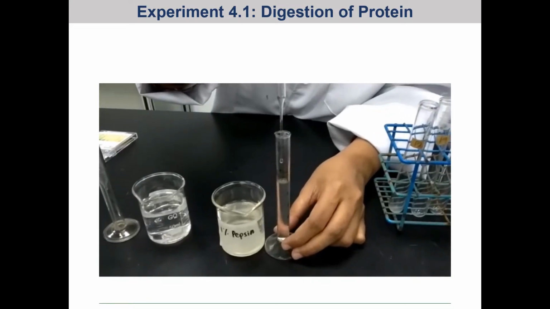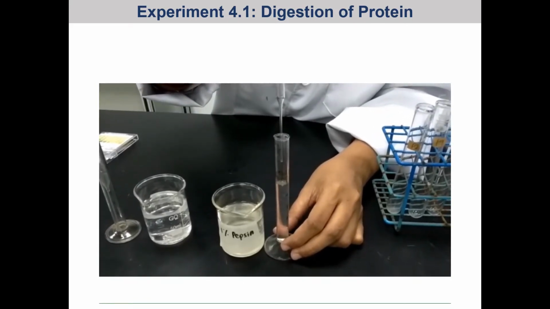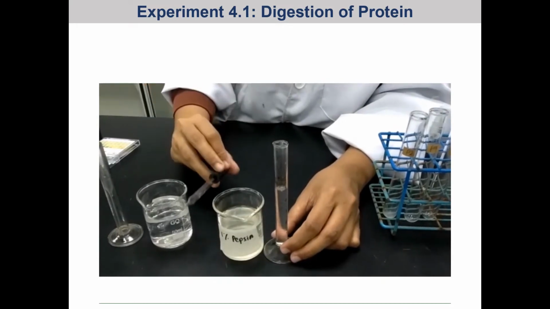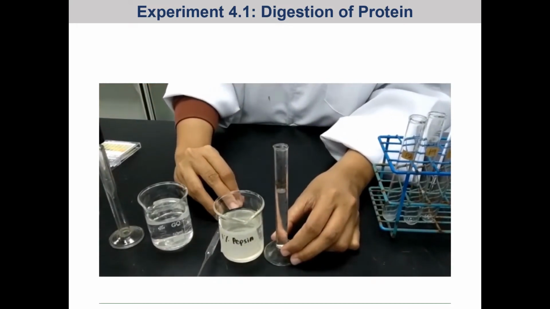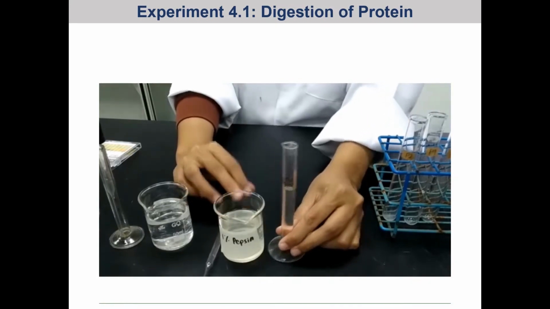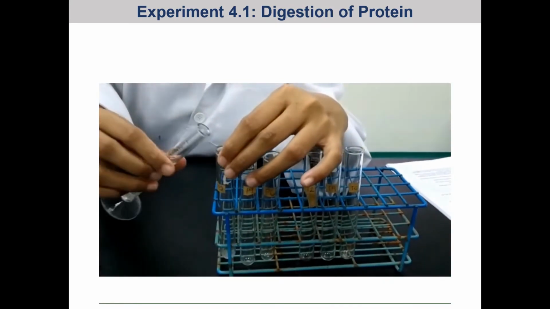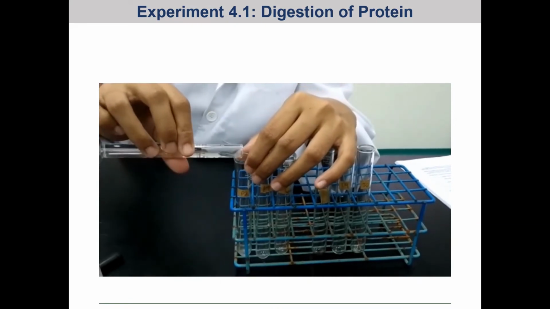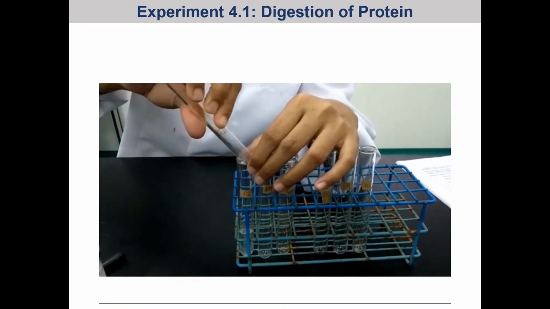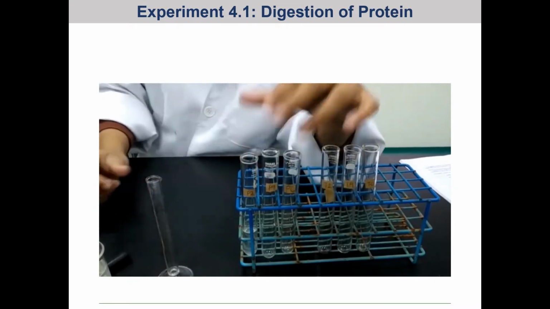Measure 5 ml of pepsin using measuring cylinder and dropper and put it into P2 test tube. Repeat the procedure for P9 and PC using pepsin. Using different dropper and measuring cylinder, repeat the step using trypsin for test tube T2, T9, and TC.